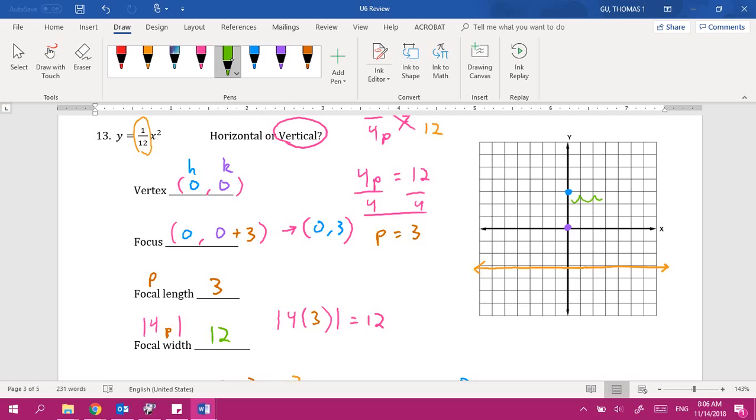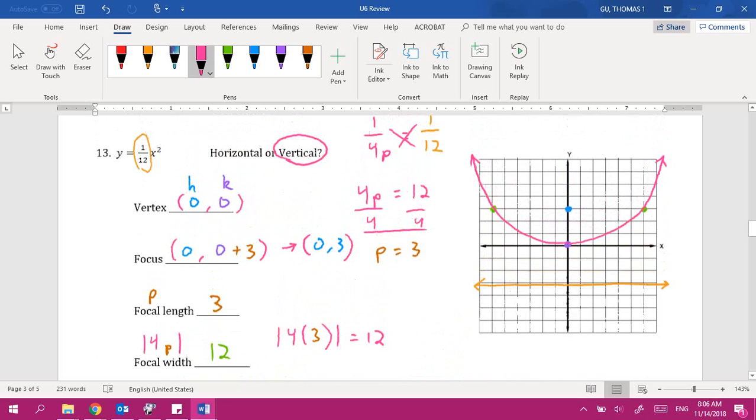1, 2, 3, 4, 5, 6. Wait, why does this graph have 7 spaces? Okay, yeah, guys, be careful. Count the space on the graph, right? Because apparently they change every time. There we go. 6 on each side because that's 12, right, for the focal width. And then there are your 3 points. Connect it. Boom, there it is. That's number 13.